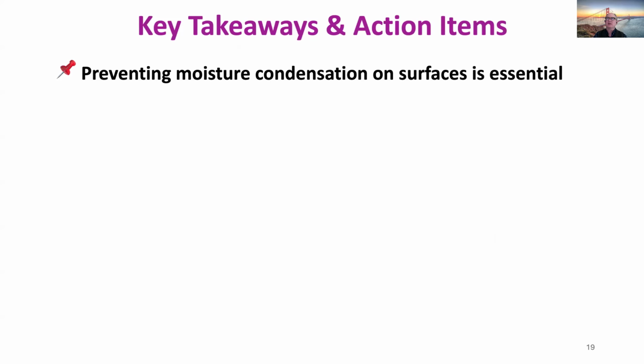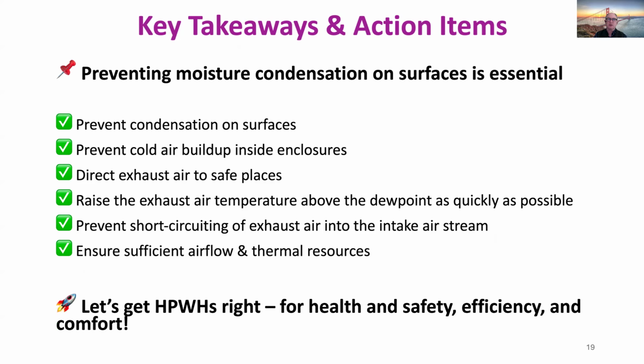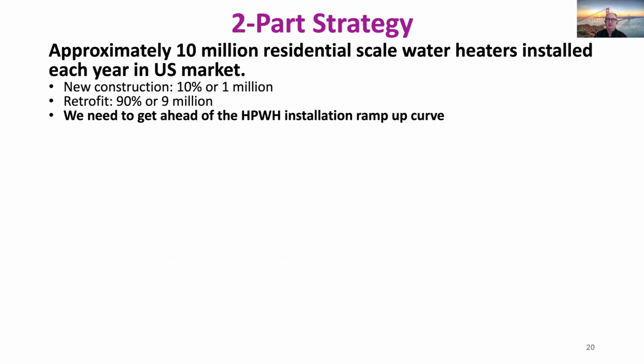Key takeaways and some action items. Preventing moisture in surfaces is critical. You have to prevent the condensation on the surfaces. You have to prevent cold air buildup inside enclosures. You have to direct exhaust air to safe places. You must raise the temperature of the exhaust air above the dew point as quickly as possible. We have to prevent short circuiting of exhaust air into the air intake stream, and we have to ensure sufficient airflow and access to thermal resources. Our challenge is to get heat pump water heaters right. First for health and safety, and secondly for efficiency and comfort.